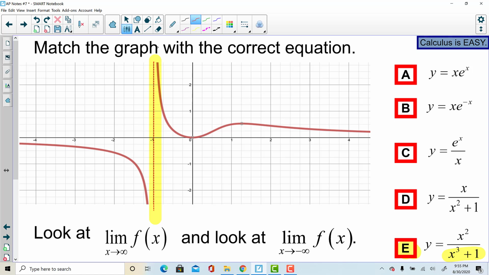They wanted us to look at the horizontal asymptotes. First thing we can do is look at the limit as x goes to infinity. For a, you would get infinity. So it's not that one because you can look at the graph and you can see that it's approaching 0. For b, you have to rewrite it. It would be x over e to the x.